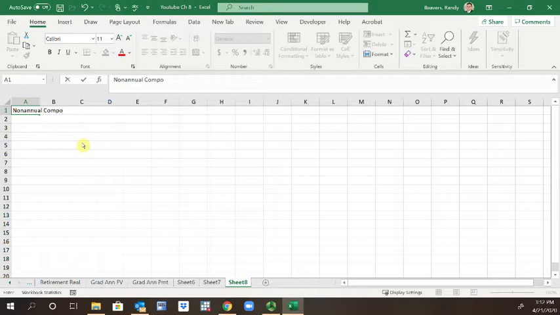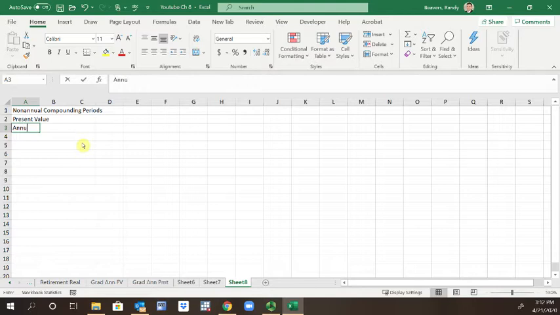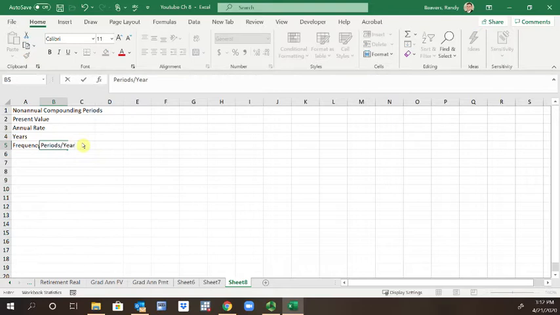So we'll have non-annual compounding periods. We'll have a present value, an annual rate, and years. We'll have frequency, periods per year, and future value. Could also do the same thing with the reverse with present value too. So our present value will be 1,000, 10% for 1 year. Frequencies will be annual.